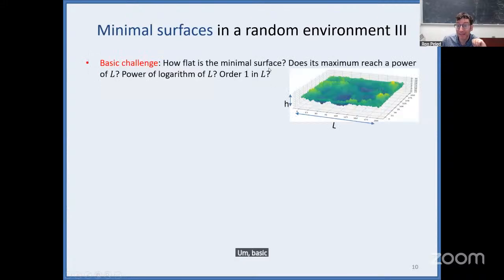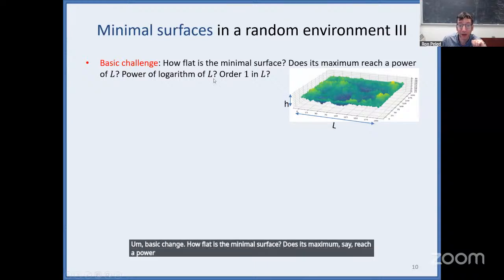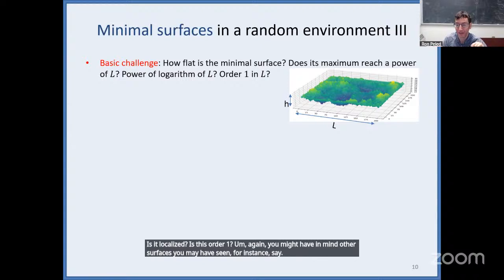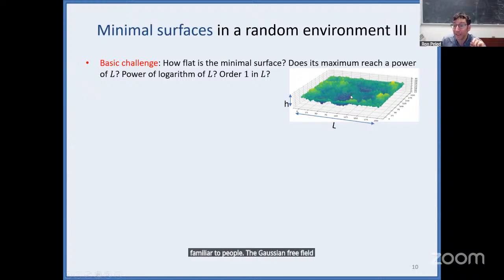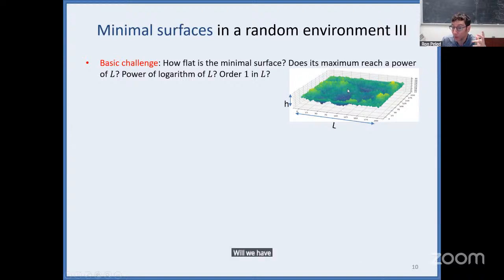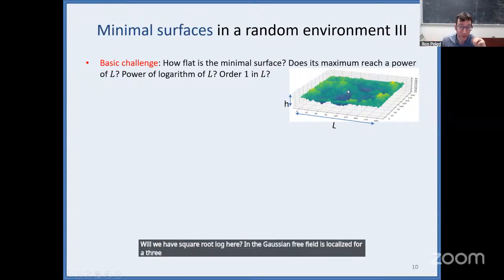Basic question: how flat is the minimal surface? Does its maximum, say, reach a power of L, a power of logarithm of L? Is it localized? Is it order 1? Again, you might have in mind other surfaces you may have seen. For instance, the Gaussian free field is something very familiar to people. The Gaussian free field doesn't reach very high in 2 dimensions. For a 2-dimensional surface, it only reaches like square root log L. Will we have square root log L here? The Gaussian free field is localized for a 3-dimensional surface. Will this be localized? Will it be order 1 at a typical point?